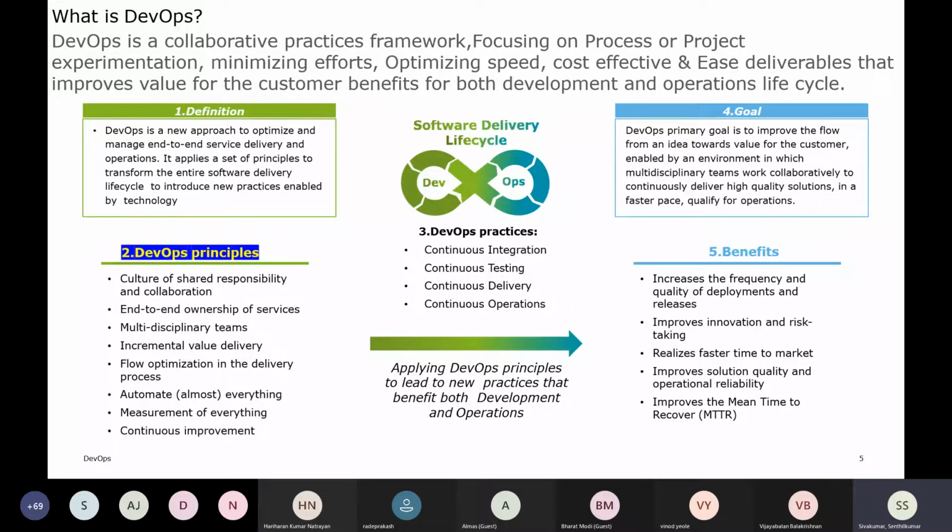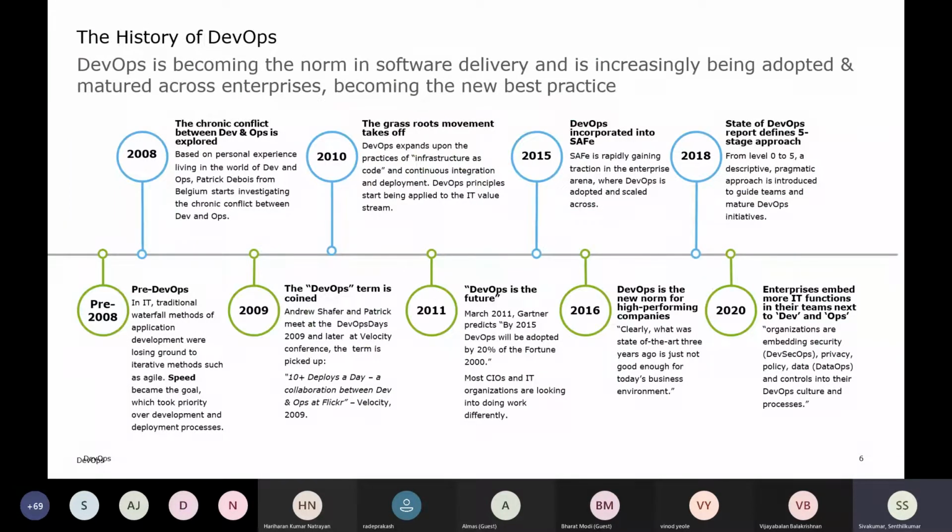So DevOps has become the norm in software delivery and is increasingly being adopted and matured across enterprise level nowadays, because it is becoming the new best practice. Before, it was the traditional IT method, which is called the Waterfall model. A developer builds the code and hands it over to the tester, and the tester does the test cases, and once the test cases are done, it's handed over to the operation team, and the operation team has to deploy and keep monitoring continuously. Based on the outcome of the code, they get the feedback and pass it on to the developer. This is the pre-DevOps traditional model.